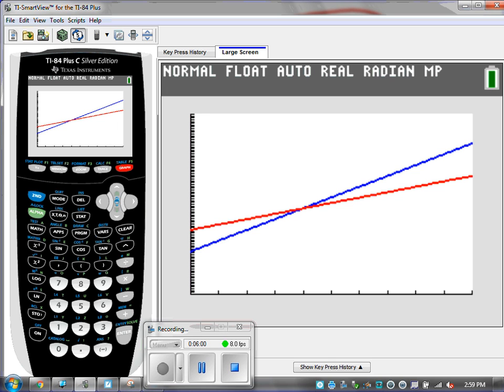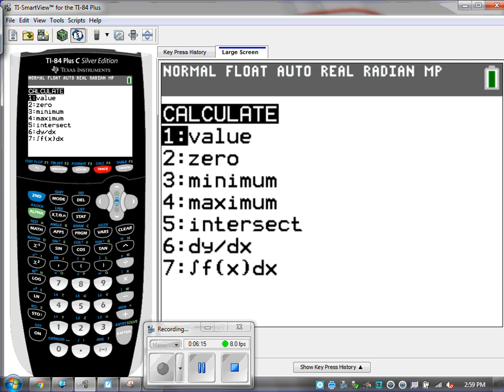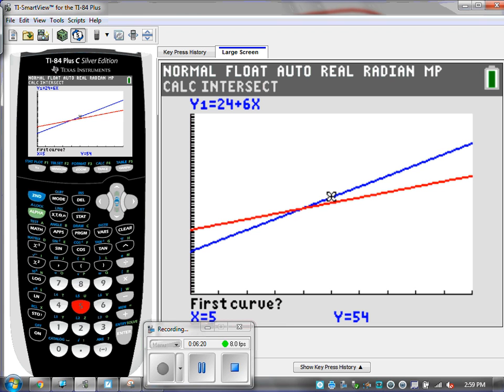So now I want to check to make sure that I do get the (4, 48), the 4 hours to where it costs $48. So you're going to have your calculator do the work for you. You're going to hit second trace. It brings up the calculate menu. We want to do number 5, the intersection. It asks for the first curve, which means where do you think it intersects at on the first line? So I'm going to use my left arrow key, and I'm going to move over to where I think that intersection is. I'm going to hit enter.